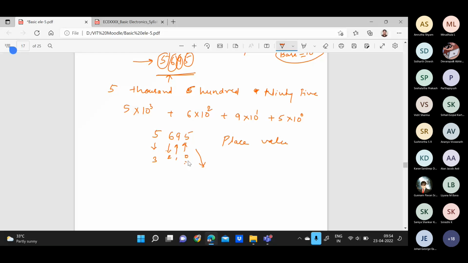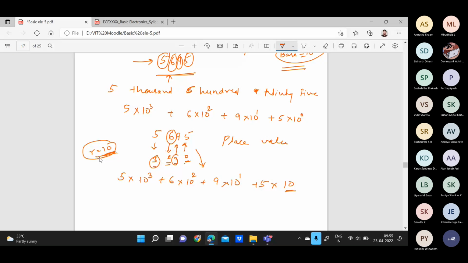So if you want to represent any number, here are the place values 0, 1, 2, and 3. You write 5 into the base, assume R is 10, raised to the place value 3, plus 6 into 10 with place value 2, plus 9 into 10 with place value 1, plus 5 into 10, where 10 is the base, with place value 0. This was all about the decimal number system.